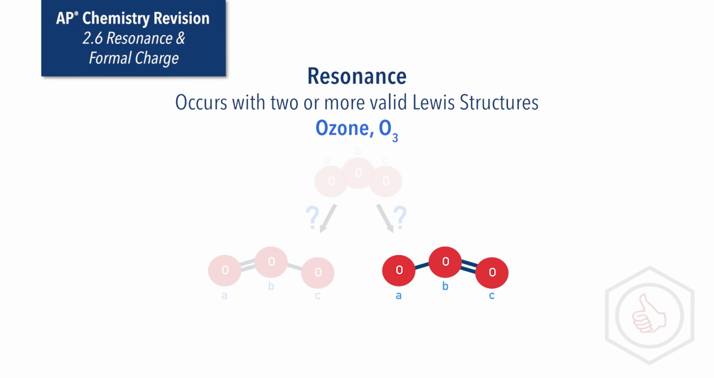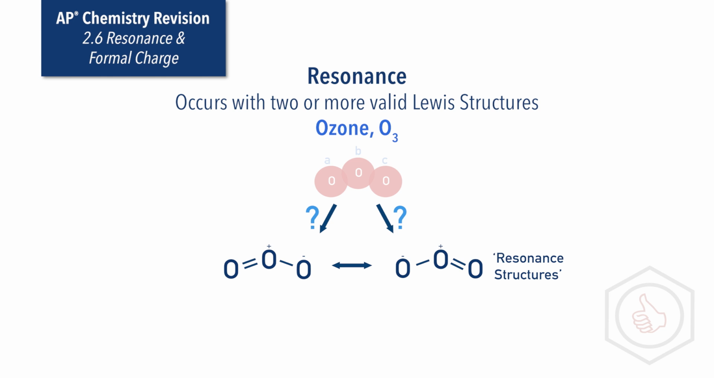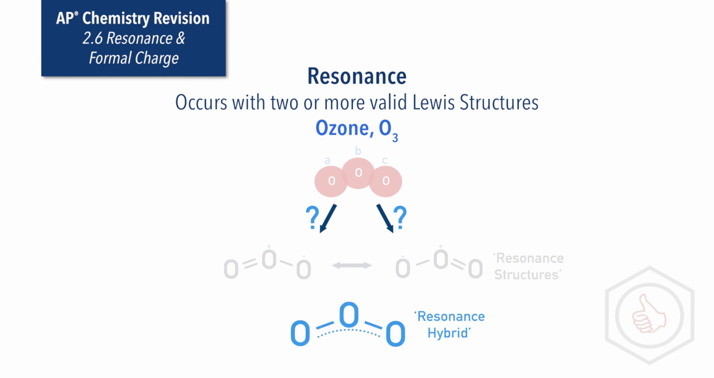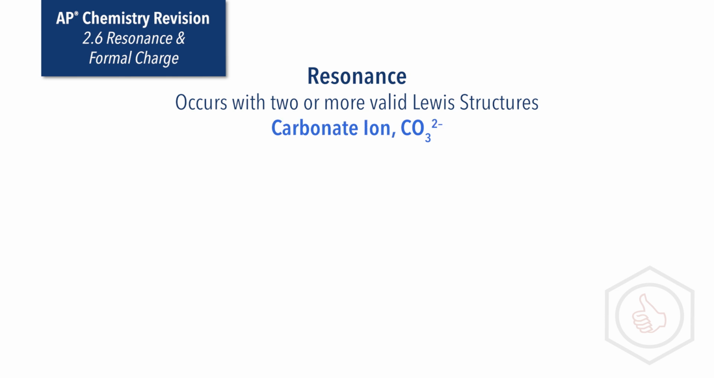Now, neither of these is actually, strictly speaking, correct. The true structure of ozone will be a resonance hybrid, where we have an intermediate bond somewhere between a single and a double bond between both oxygen atoms. And we know this is true because when we actually study the bond lengths in ozone, we only find it has one oxygen-oxygen bond length, whereas if it had a double and a single bond, we would expect two different bond lengths. We see something similar with a carbonate ion.